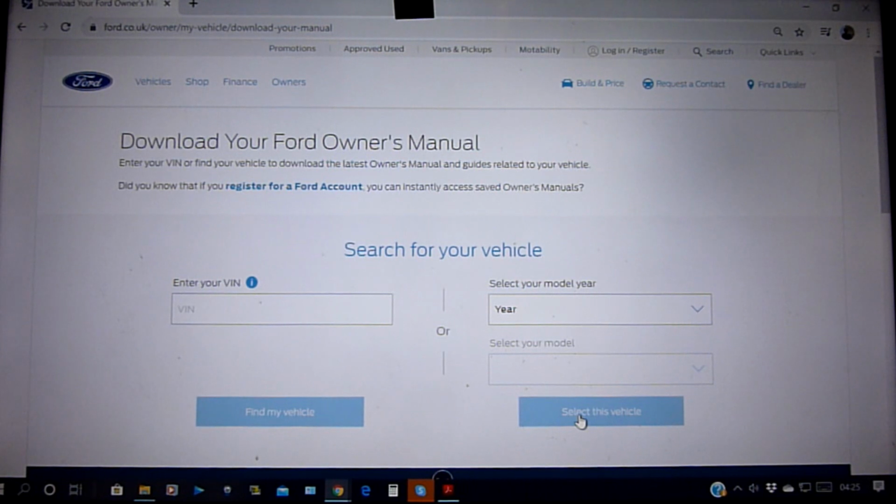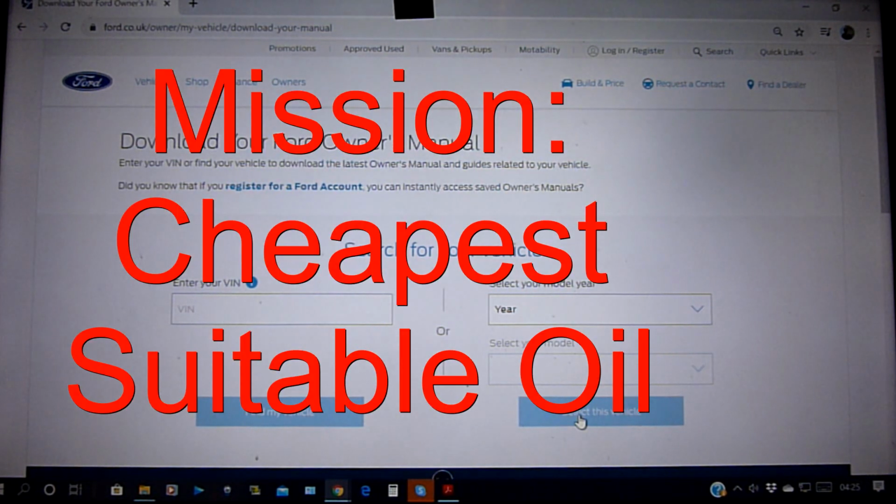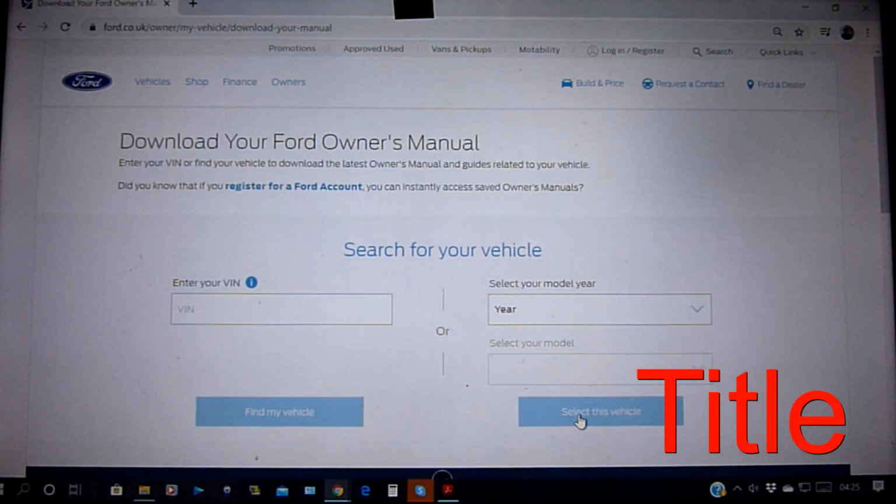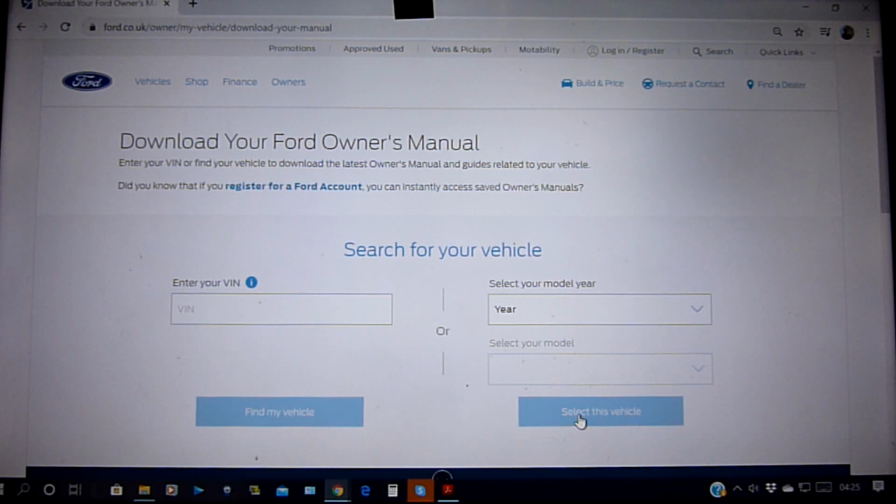Alright, in this video I'm going to be trying to choose the cheapest oil that is suited for your car. So in my case, my car is the Ford Focus 2015 1.5 TDCI 120 brake horsepower. Where you need to start is to make sure you have some sort of manual or guide to which type of engine oil you should be buying.